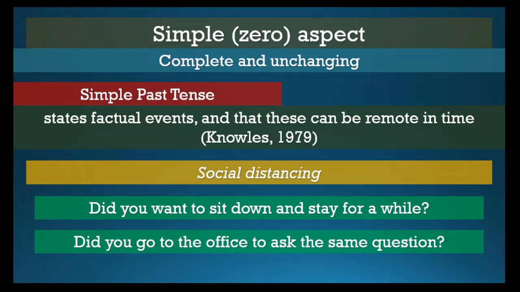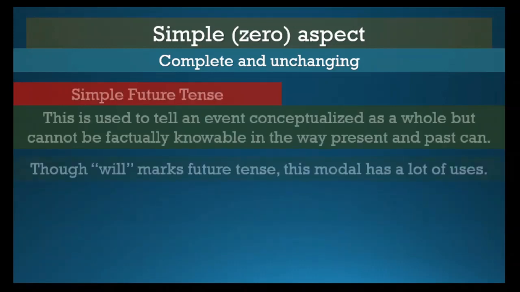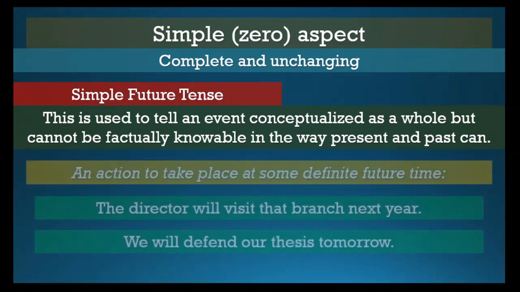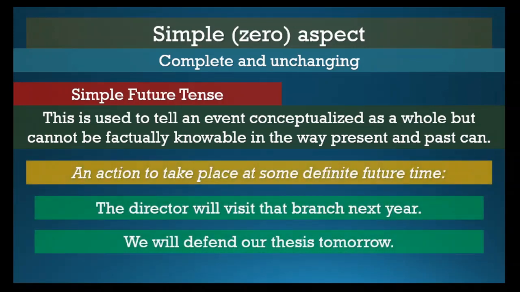Now, let's proceed to the meaning and use of the simple future tense aspect. This is used to tell an event conceptualized as a whole, but cannot be factually knowable in the way the present and the past tenses can. Though the modal will marks the future tense, this modal has a lot of uses. You may use other markers to suggest the future time. Just note that this tense aspect talks of an event or action that is expected to be completed at a certain time in the future. Again, this tense aspect is used to tell an action that will take place at some definite future time.